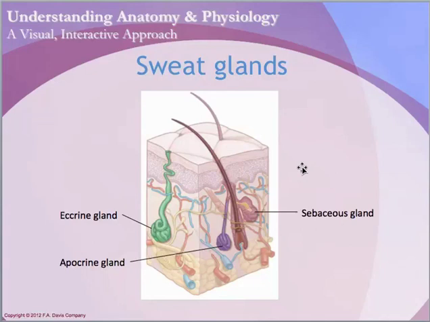Eccrine glands contain a duct that leads from a secretory portion through the dermis and epidermis onto the skin surface. This really is where we sweat from. These glands help us to maintain our body temperature. If we're too hot, we sweat. That water is excreted onto our skin, air goes over it, and it cools the skin. So that's how we maintain a constant core temperature. It also can help us eliminate body waste if need be.